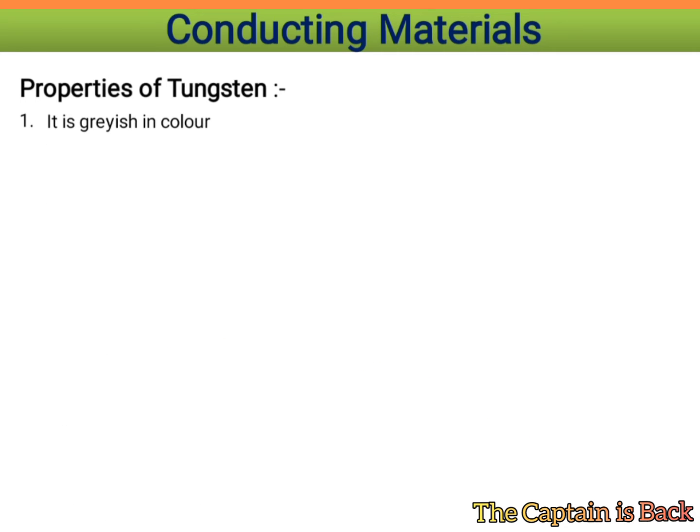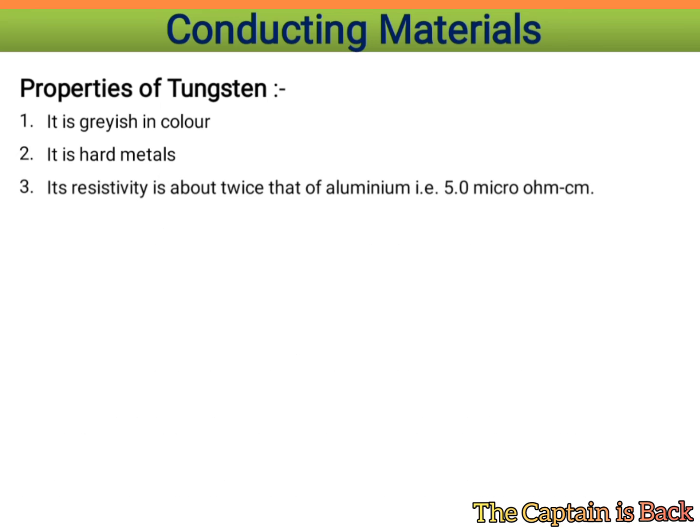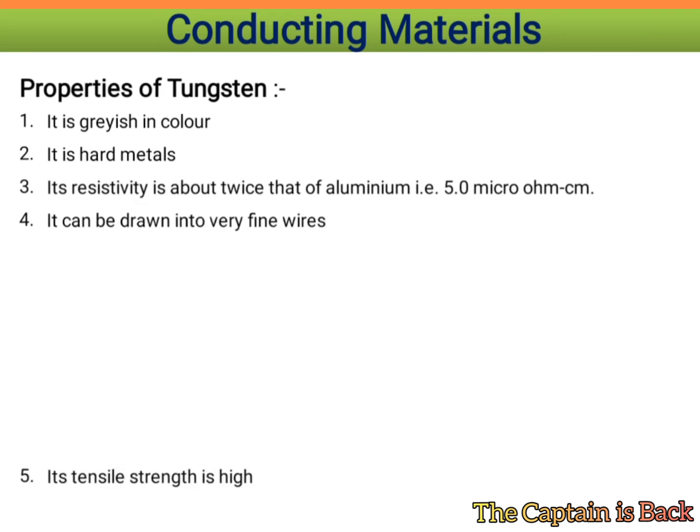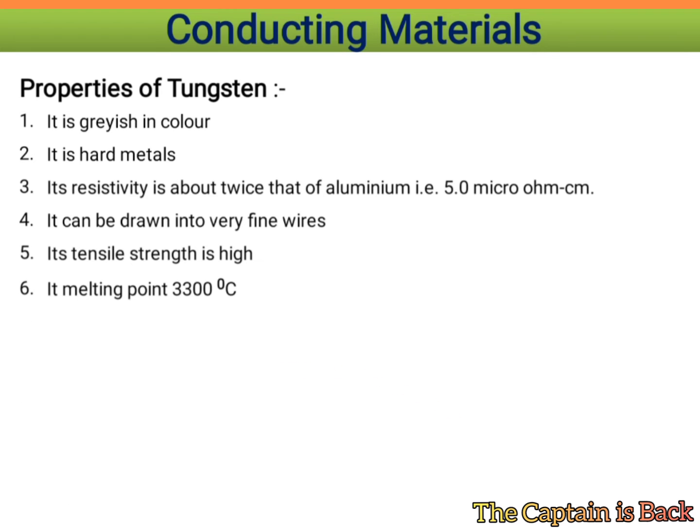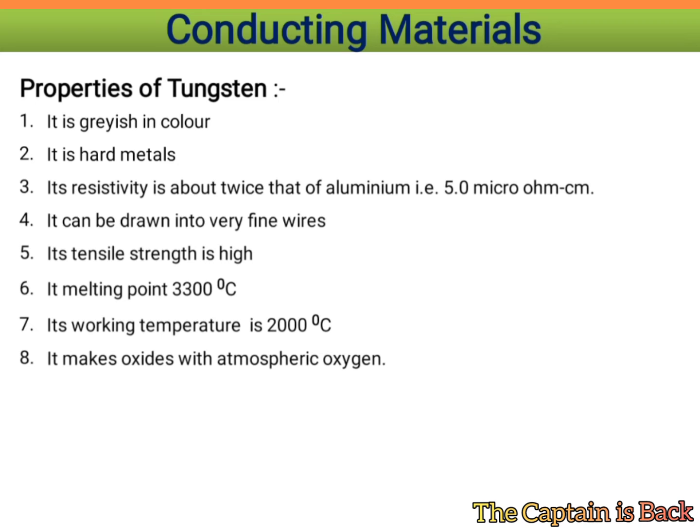Properties of tungsten. It is grayish in color, as you just saw. It is a hard metal. Its resistivity is about twice that of aluminum, that is 5.0 micro-ohm centimeter. It can be drawn into very fine wires. Its tensile stress is very high. Its melting point is 3300 degrees Celsius. Its working temperature is 2000 degrees Celsius. It forms oxide with atmospheric oxygen.